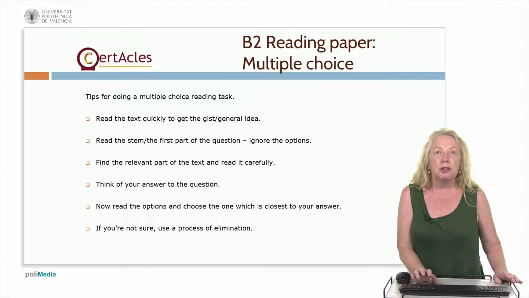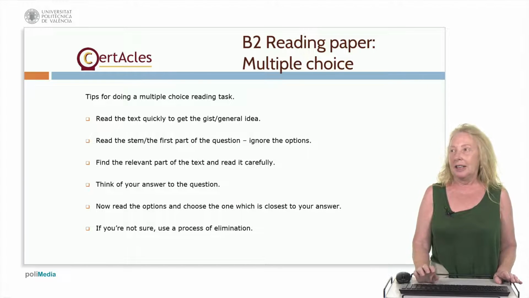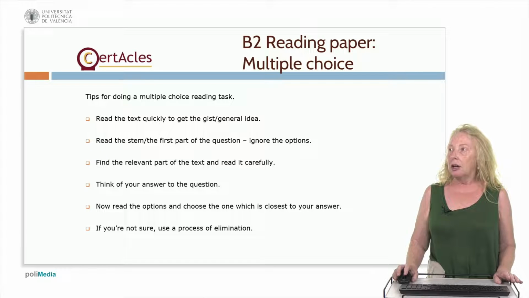Let's go over the tips for doing this type of task again. Read the text quickly to get the gist or the general idea. Read the stem or the first part of the question. Ignore the options. Find the relevant part of the text and read it carefully. Think of your answer to the question. Now read the options and choose the one which is closest to your answer. If you're not sure, use a process of elimination.